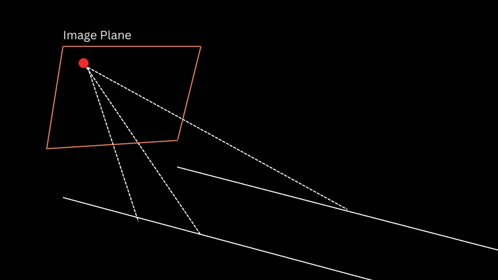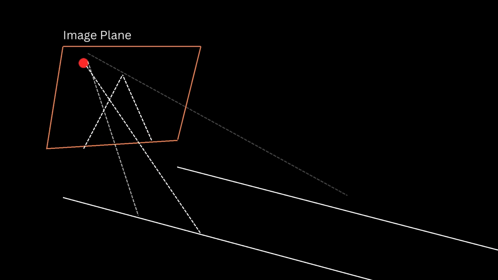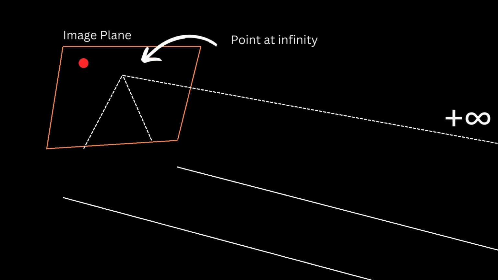Again, we do what we did above and project our parallel lines to our image plane, and you'll notice that the projection appeared to converge. Mathematicians call this the point at infinity.